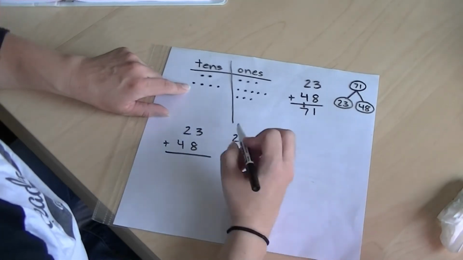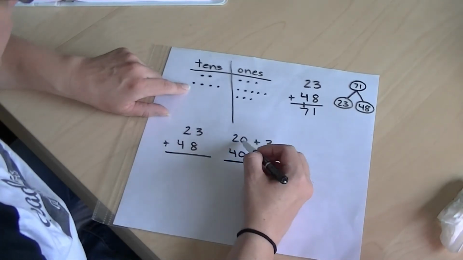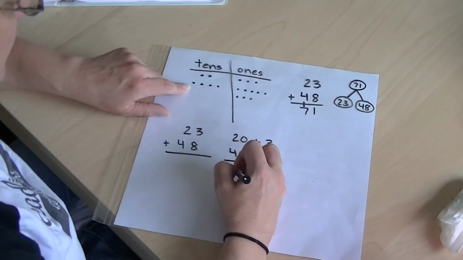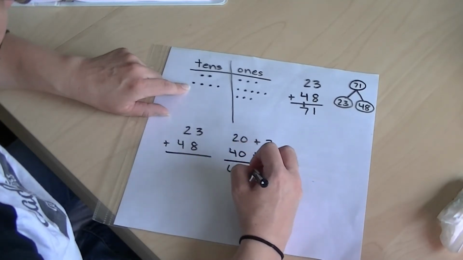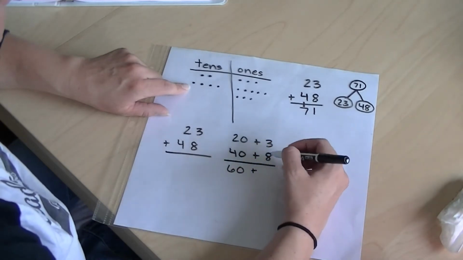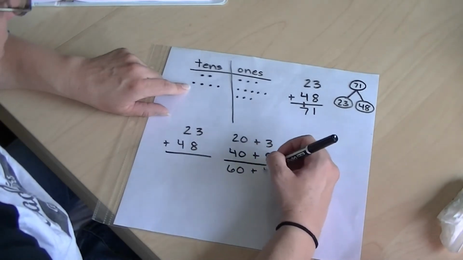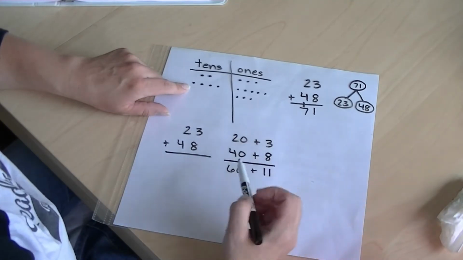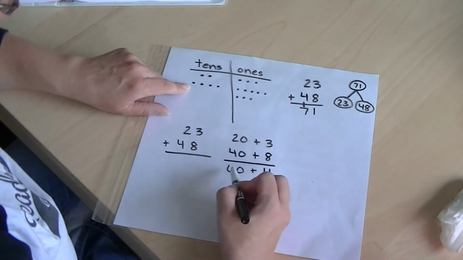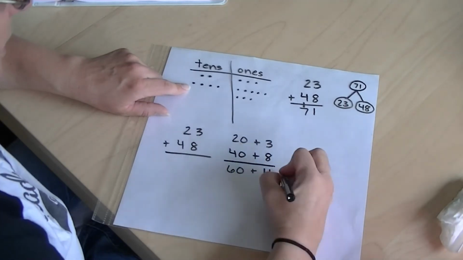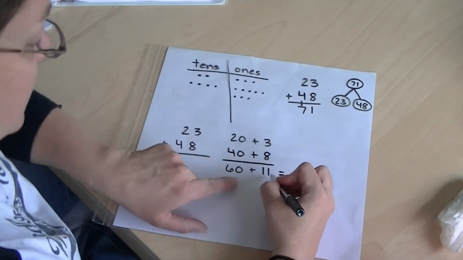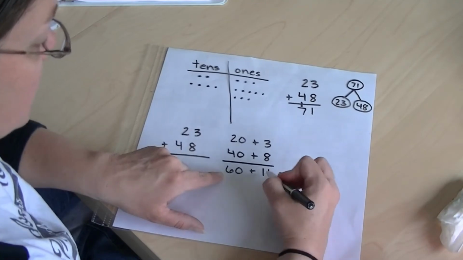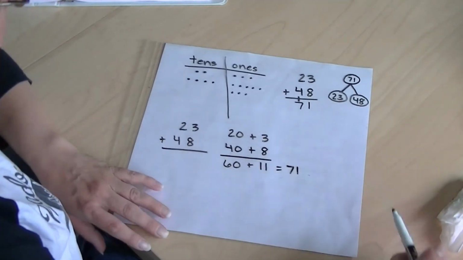All right. I want you to look at this. What's 20 plus 40? 60. What's 3 plus 8? 11. So, how can we do this really quickly? 60 plus 11 would be, take a look. You have your 1s, you have your 10s, 6 plus 1 is 7, 71.